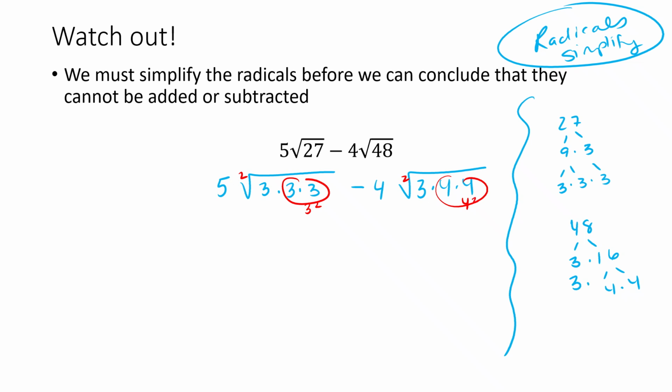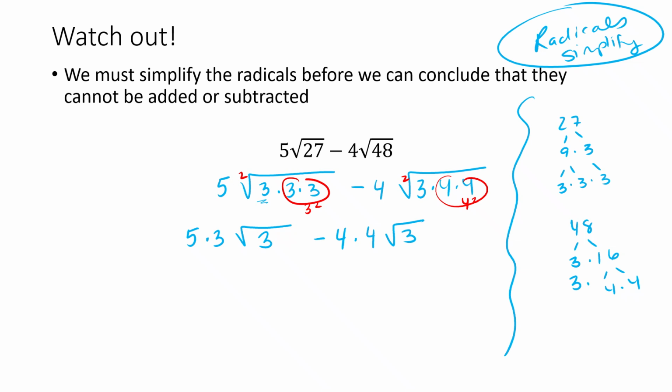And what that means is that the square root of 3 squared is 3. And so I end up with a 3 outside here and a 3 still left on the inside. And we have a 4 here. And the square root of 4 squared is 4. And I am left with the 3. And what we want to notice is that now my radicals match. So before they did not match, but now they do.